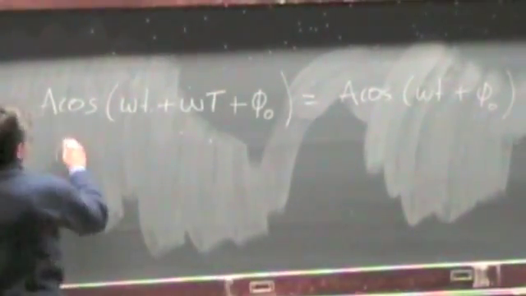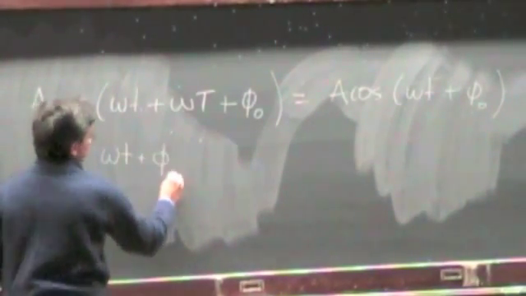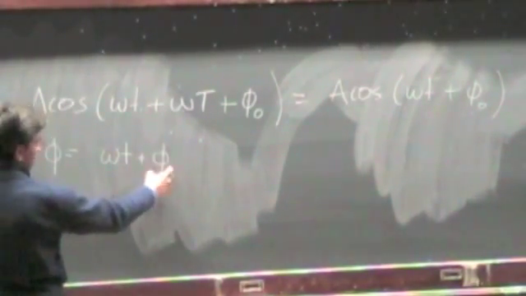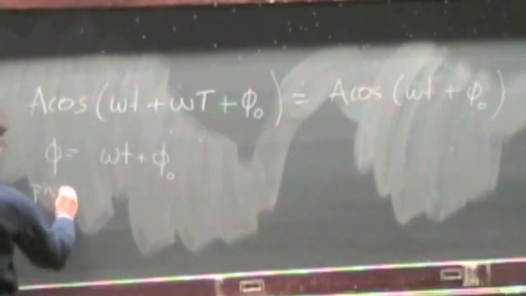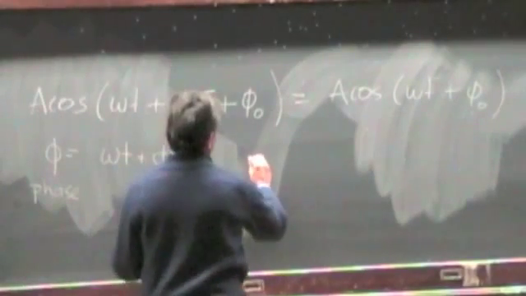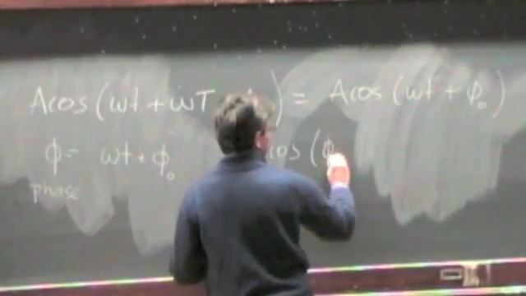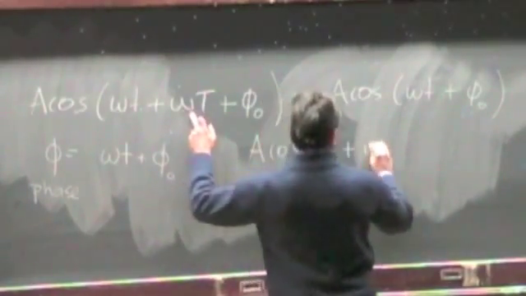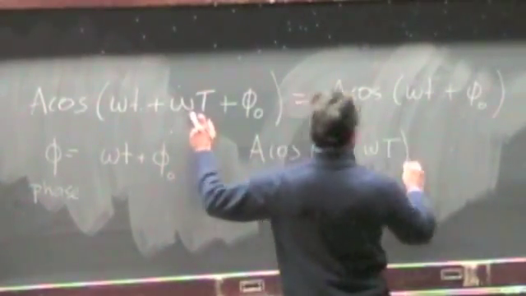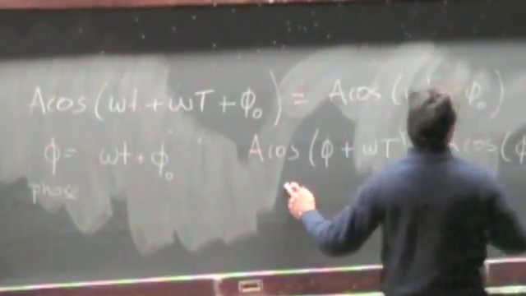Let me call the phase omega t plus phi 0. Not the initial phase, but the phase. This is the initial phase, this is the phase. So just to look at this in a more compact way, that will be cosine of the phase plus omega times the period should be equal to a cosine of the phase.